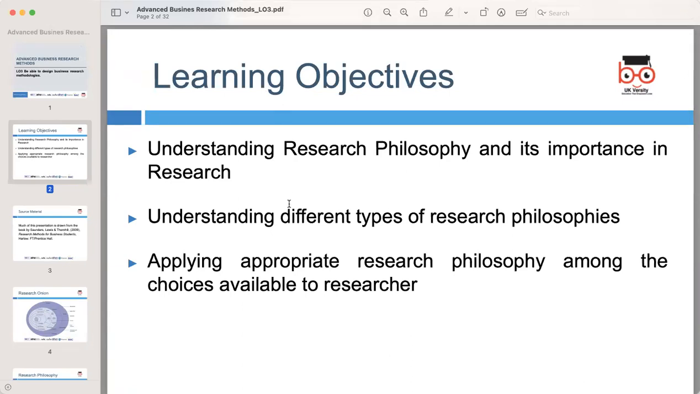So designing business research methodologies involves defining research objectives, formulating research questions, selecting appropriate designs and sampling techniques, collecting data, analyzing and interpreting the data, and finally drawing conclusions and making recommendations. By following these steps and utilizing sound research methodologies, we can ensure our business research is systematic, reliable, and provides valuable insight for informed decision making.